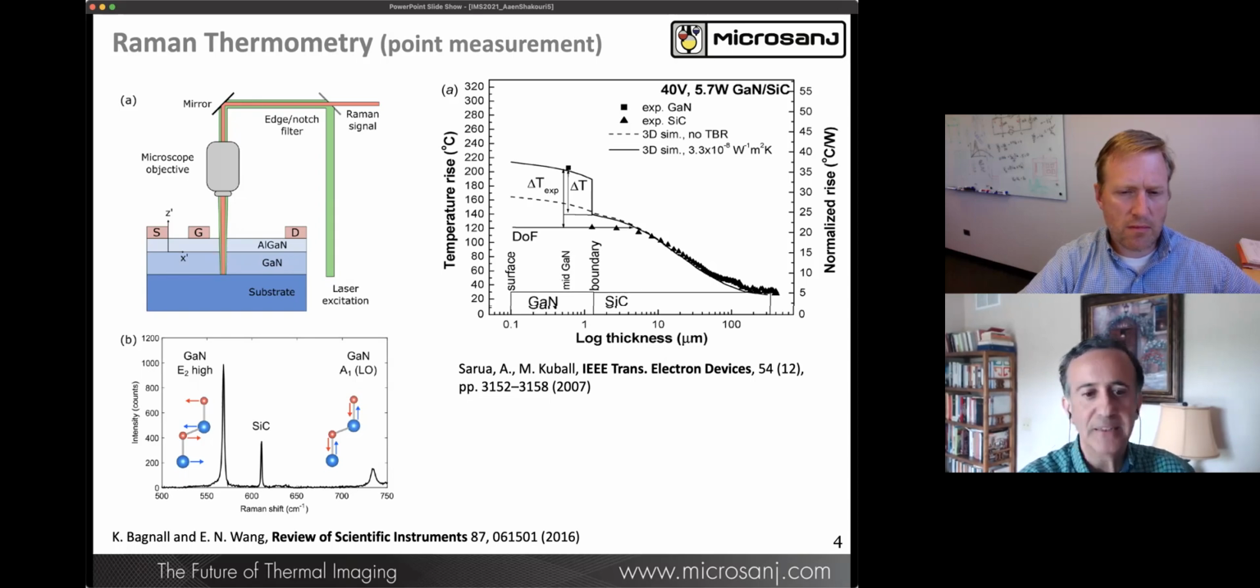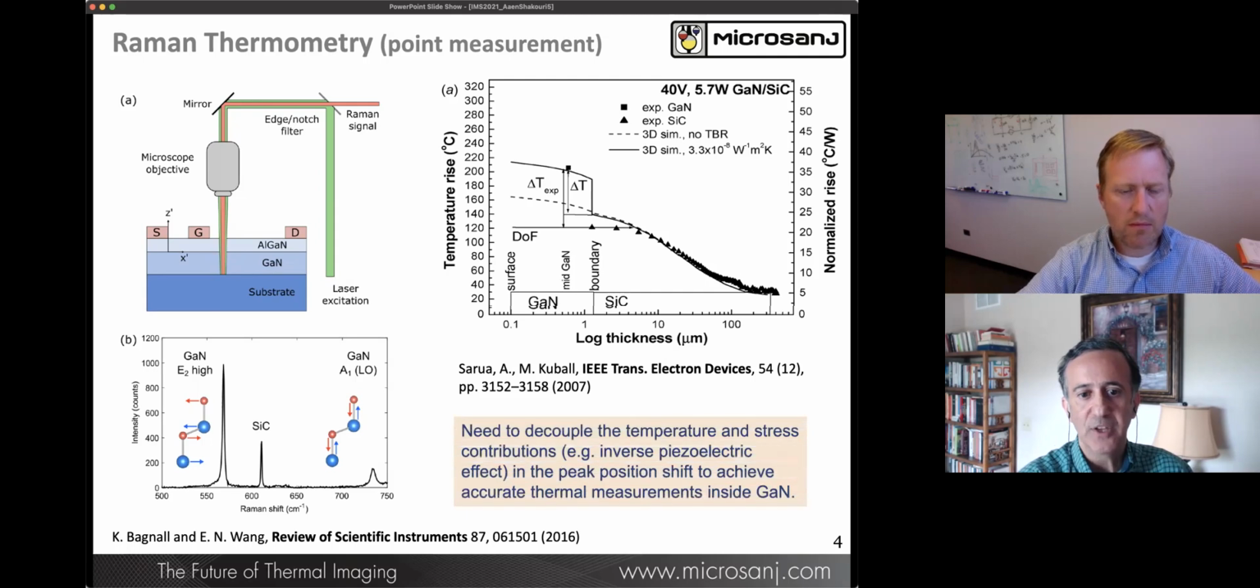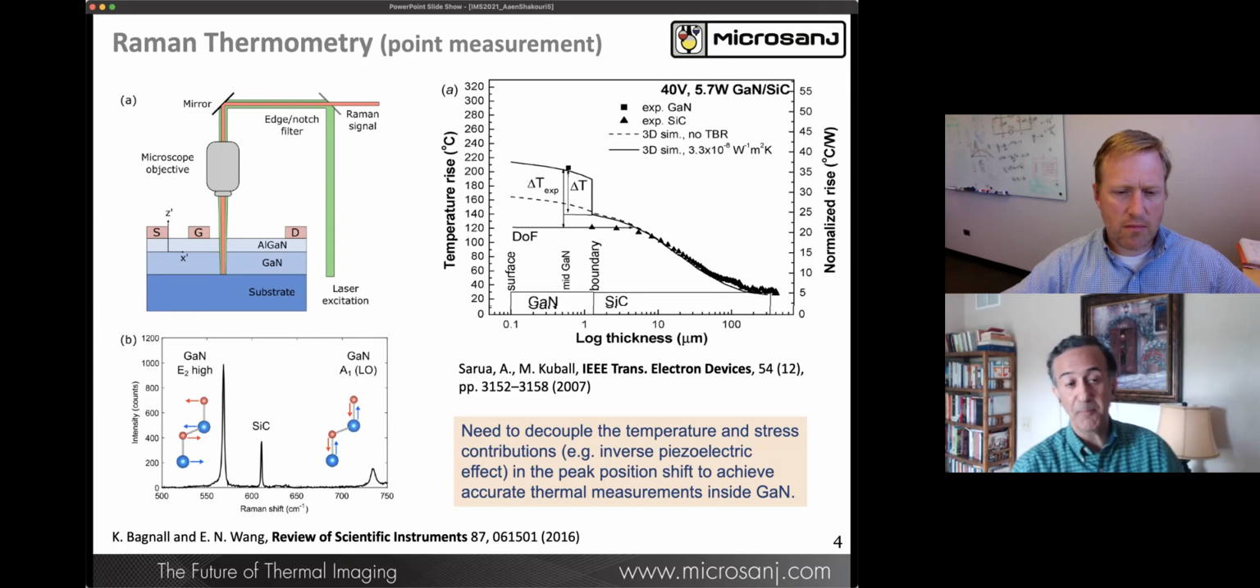While this is accurate, the real challenge is that the peaks in the Raman are also affected by stress, such as inverse piezoelectric. So detailed calibration and sometimes modeling is needed to get an accurate temperature measurement. The other limitation of Raman is that it is a point measurement. It takes quite a bit of time to make an image by scanning. But the advantage of 3D is valuable to look at the substrate effects.